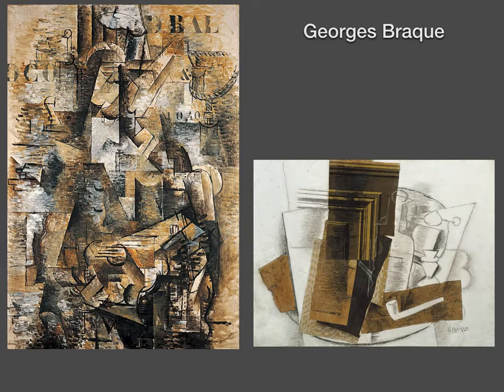Interestingly, the pipe in the foreground appears to lie on top of a newspaper, but it's actually a form that's cut from the paper itself. So what we think is an actual shape, in reality, is an absence.